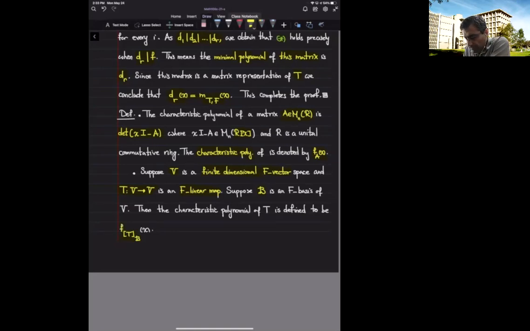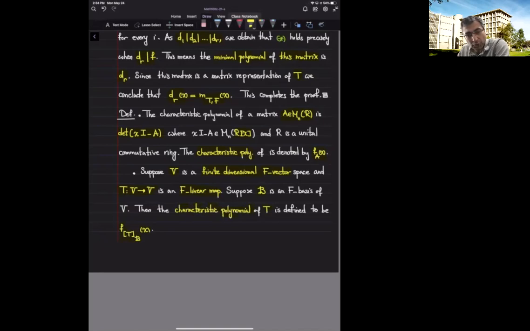So I call this guy to be the characteristic polynomial of T. So the characteristic polynomial of the matrix representation of T in the basis B, I'm going to call it to be the characteristic polynomial of T. And the determinant of this matrix, I'm going to call it to be the determinant of T. A priori, these definitions depend on the choice of B.